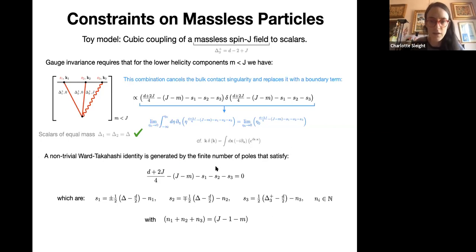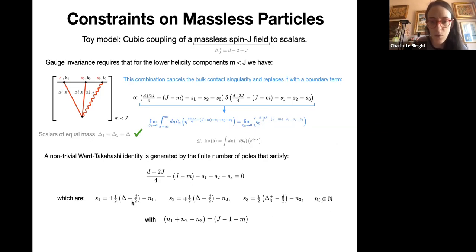And these Ward-Takahashi identities appear in quite an interesting way in this Mellin representation. So they're generated by a finite number of poles which satisfy this constraint here. This constraint, which appears in the exponent of eta naught, which is the regulator in the boundary term, is what is setting this exponent to 0. So when you take the regulator eta naught to 0, this gives you a finite boundary term.